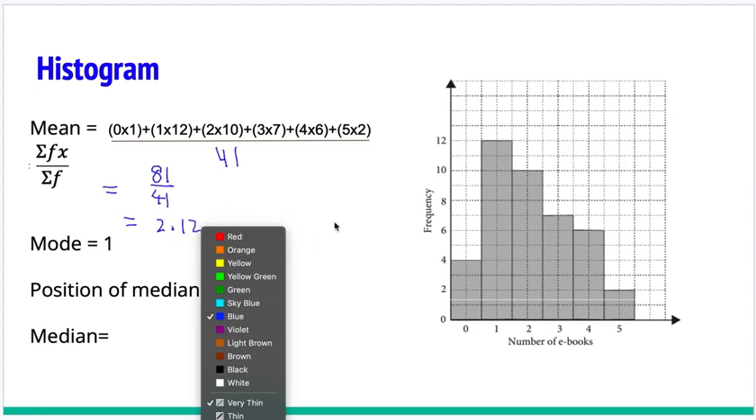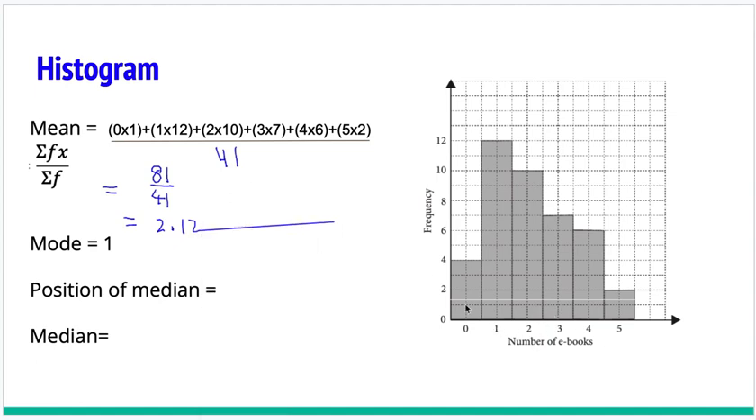Okay, remember that the horizontal line are where all the scores are. And the mode is the number that has the highest frequency. The tallest bar is 1.